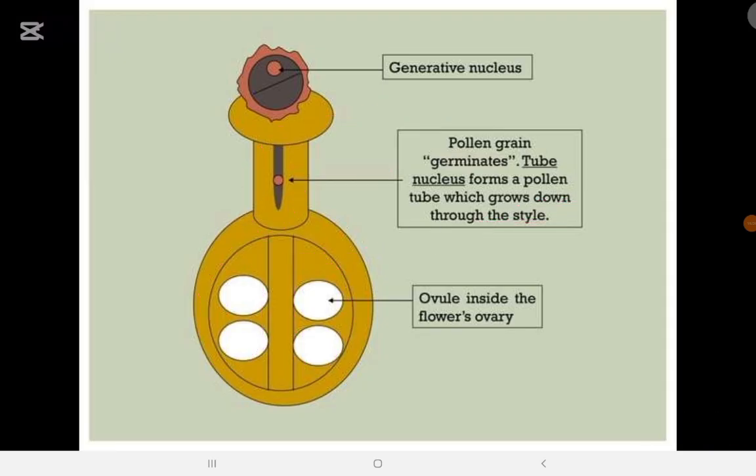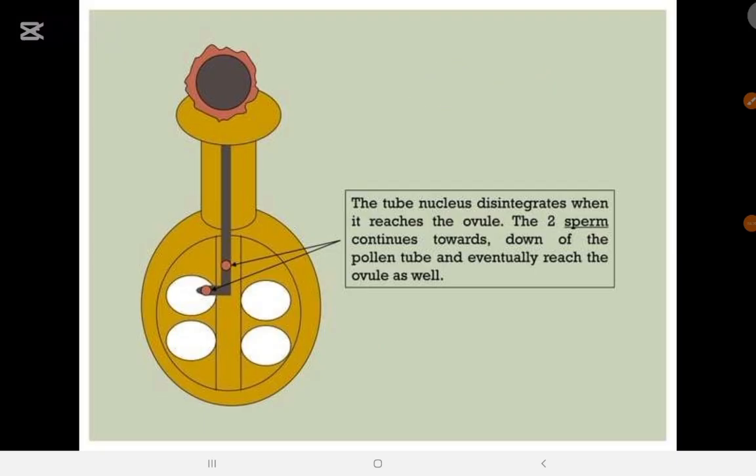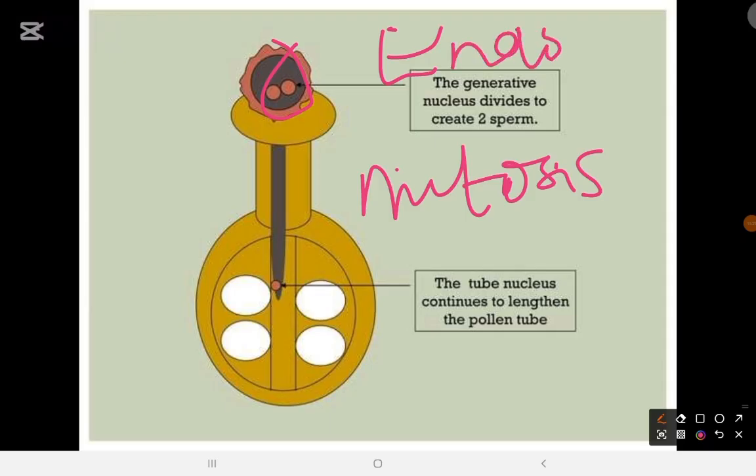So now the generative nucleus divides to create two sperms. You can see the generative nucleus undergoes mitotic division. Basically, it undergoes mitosis and divides into two cells. Now, these are the two cells that are very important in forming what we call the endosperm when fertilization, the second fertilization, actually takes place.